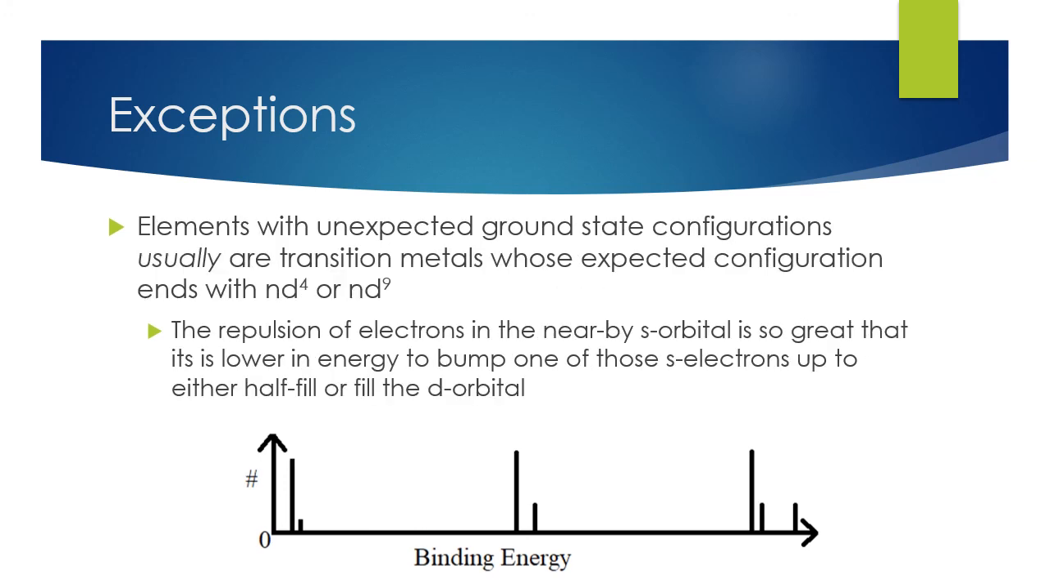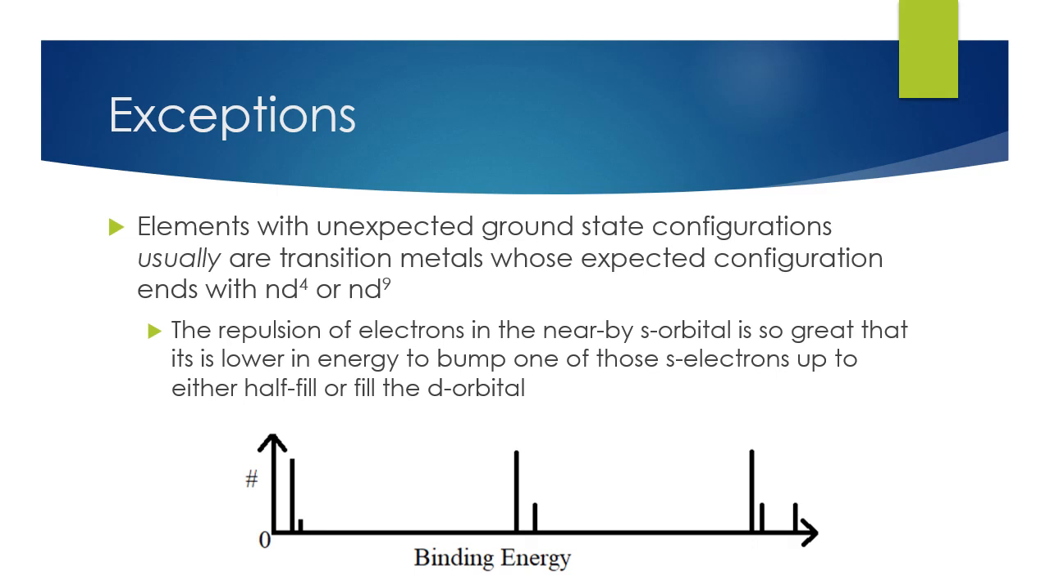These unexpected ground state configurations are most likely to occur if d electrons are present. Specifically, they're more likely to occur if the configuration was expected to end in d4 or d9. The problem that happens here is the electrons in the very close in energy s orbital have a very strong repulsion. The repulsion between two electrons is generally much stronger in s orbitals than it is in p, d, or f. And thus, one of those s electrons will leave the s orbital and go to the half-filled or completely full d orbital.